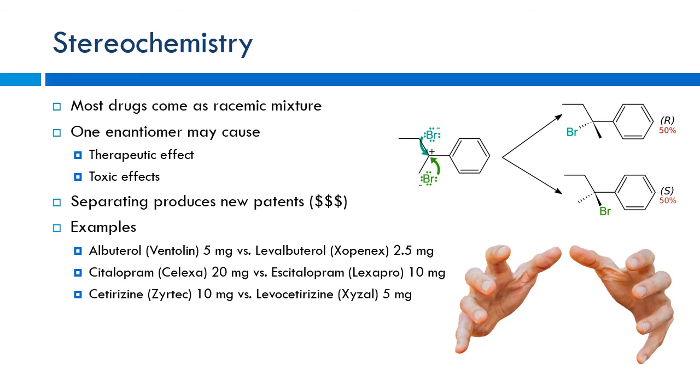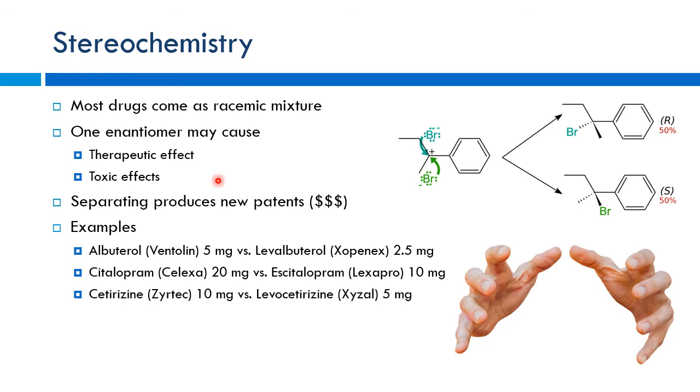This is important because each one of those is called an enantiomer, right? So I can have the left side enantiomer, I can have the right side enantiomer, essentially. And what you find is that one enantiomer may be responsible for all the therapeutic effects, while the other one is actually responsible for toxic effects. In some cases that can happen.